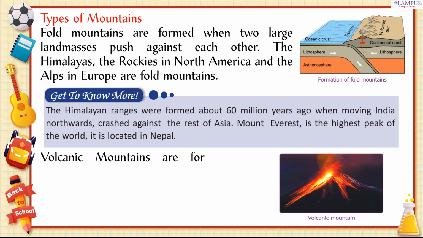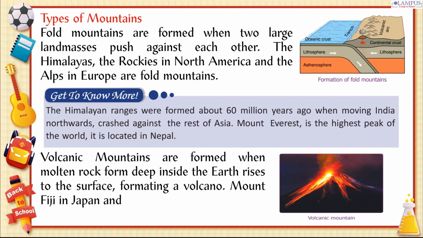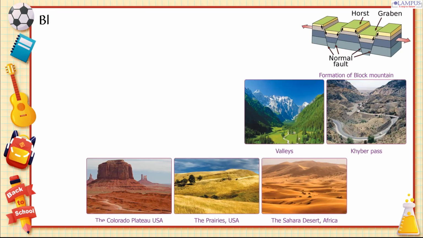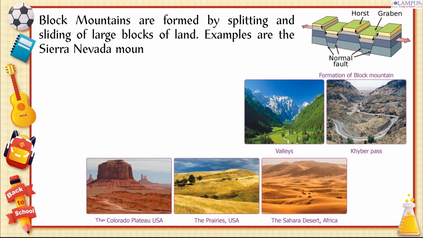Volcanic mountains are formed when molten rock formed deep inside the Earth rises to the surface, forming a volcano. Mount Fuji in Japan and Mount Vesuvius in Italy are volcanic mountains. Block mountains are formed by splitting and sliding of large blocks of land. Examples are the Sierra Nevada mountains in the USA.